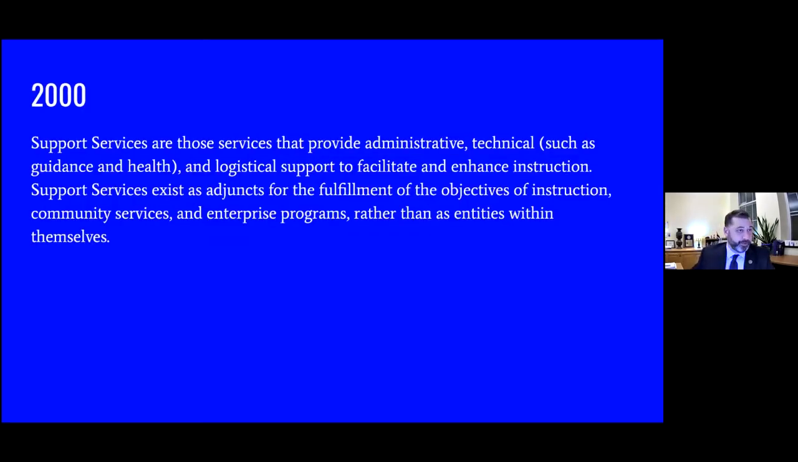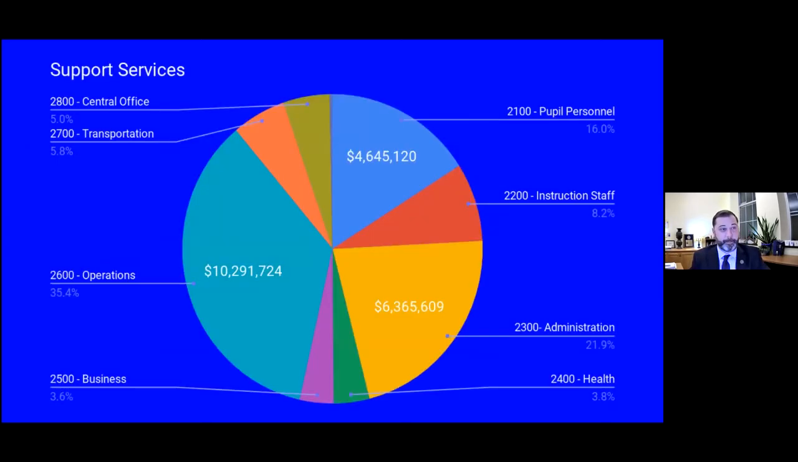The support services part of our budget is the second biggest piece after instruction. Again, these are our administrative leaders, logistical support, facilities. Our tech folks are through here, and all the support services related to our students run through the 2000 section of our budget. So here I have them broken out into a pie chart. We'll talk about each category individually here.